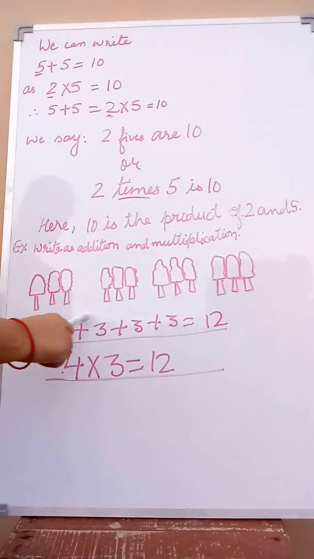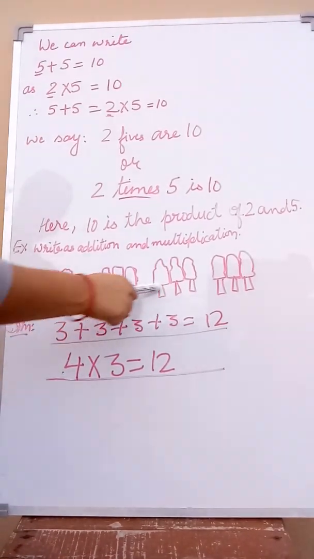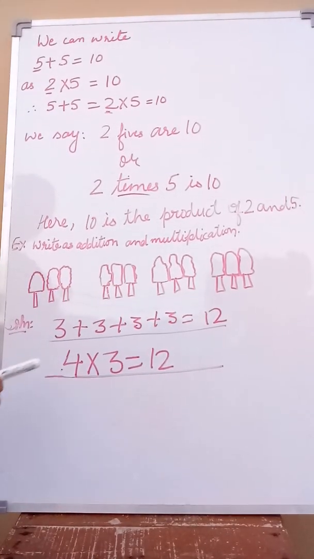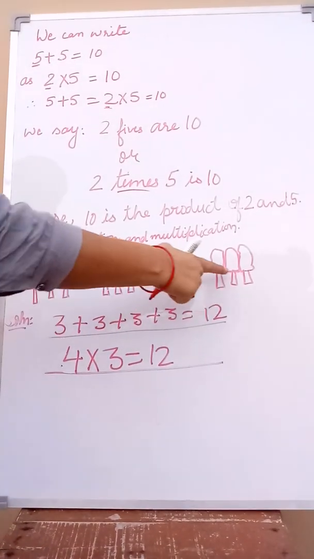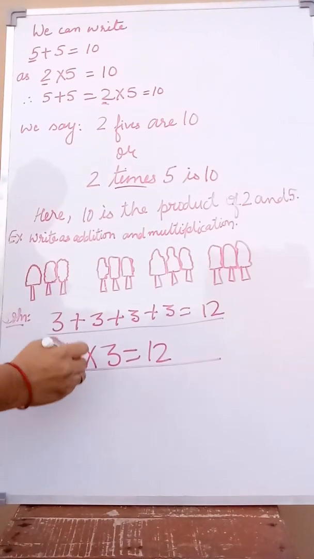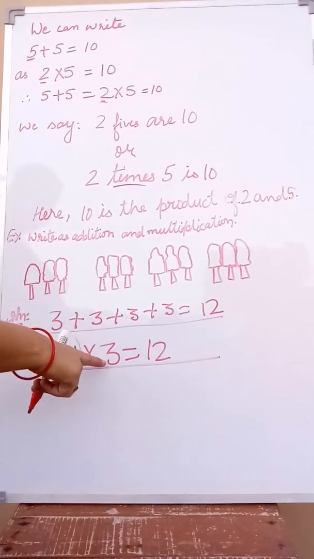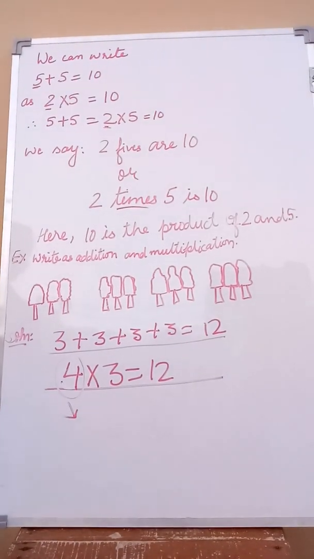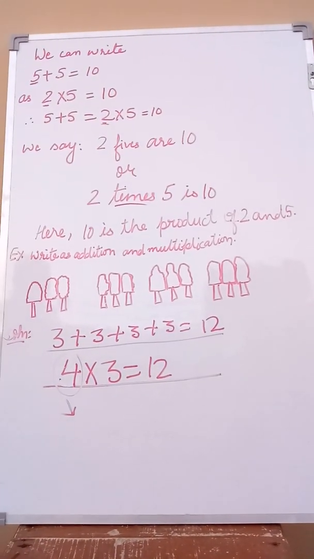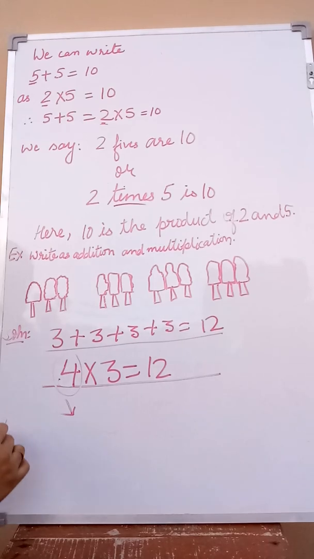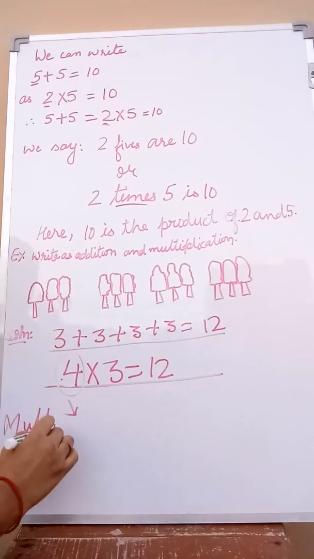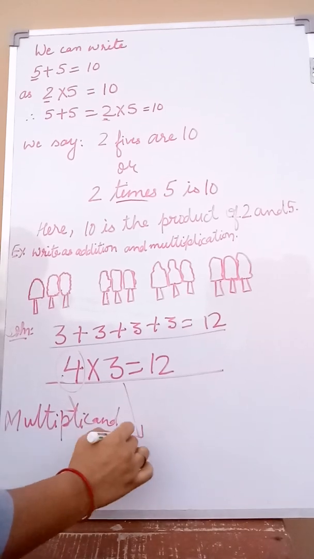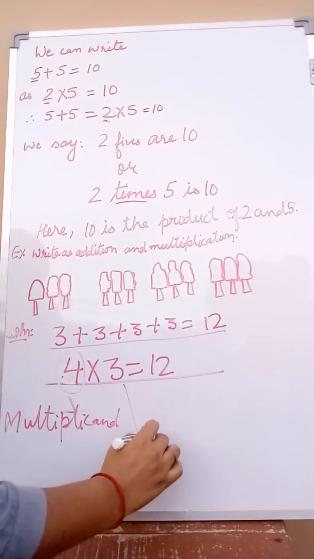Again I'm explaining to you, the number of things in a group, you can write these numbers as an addition sum, and there are 4 groups, so write 4, and the number of things in the group you can write in the second place. The first number is called the multiplicand, and the second number is called the multiplier.